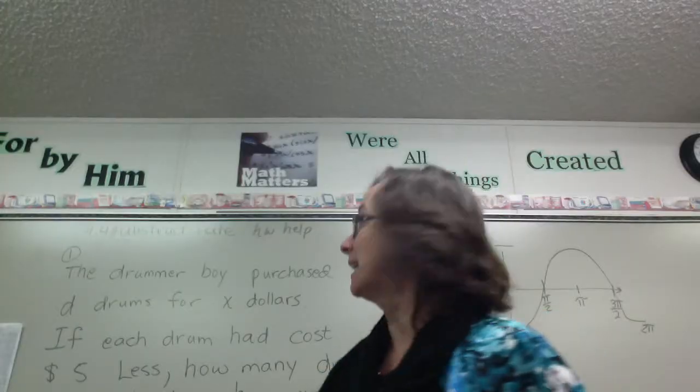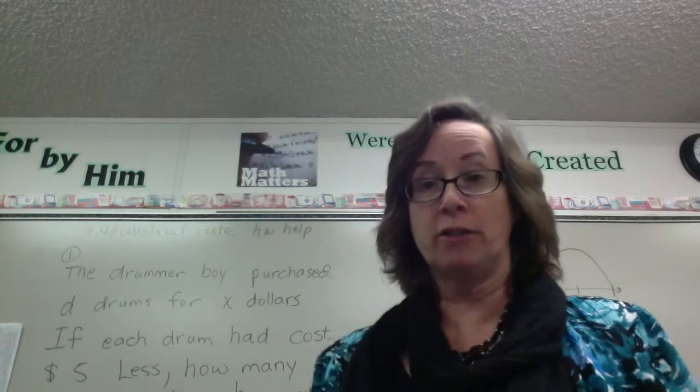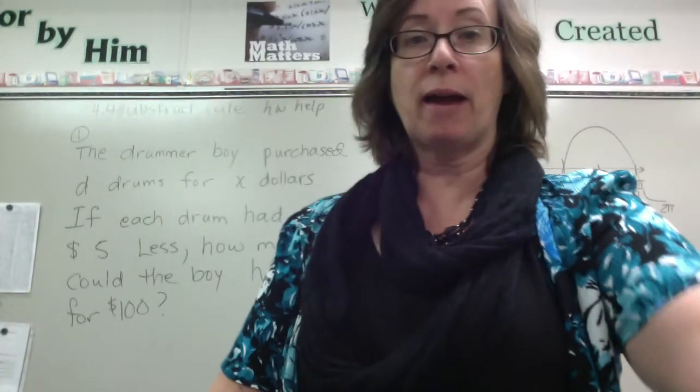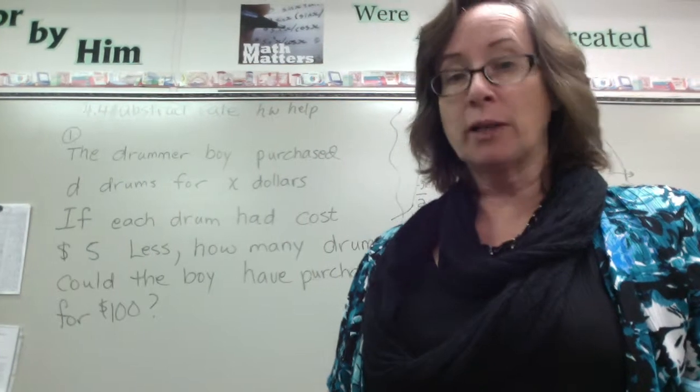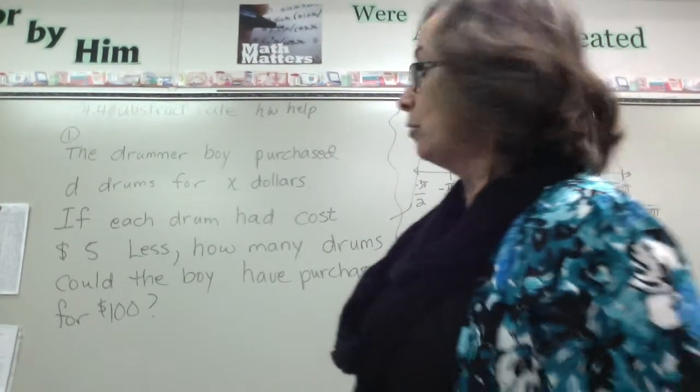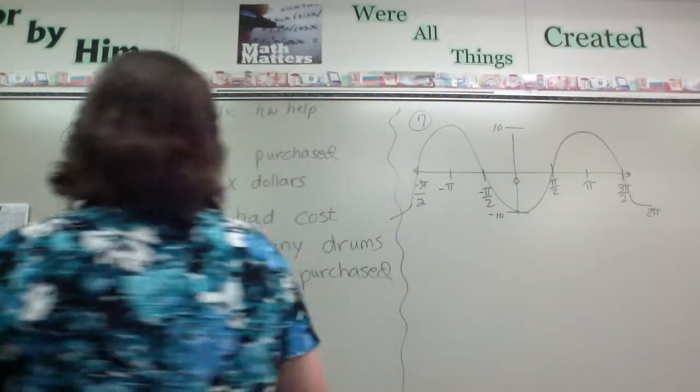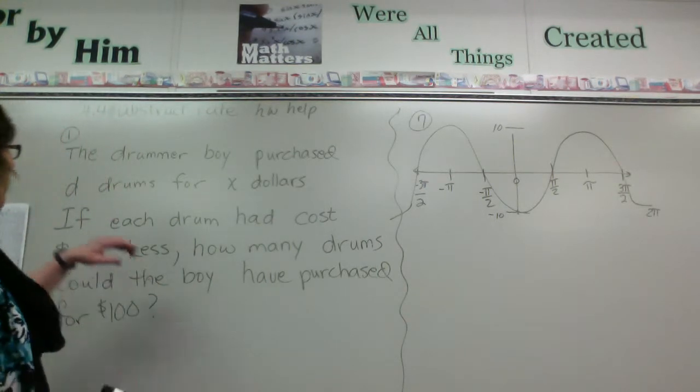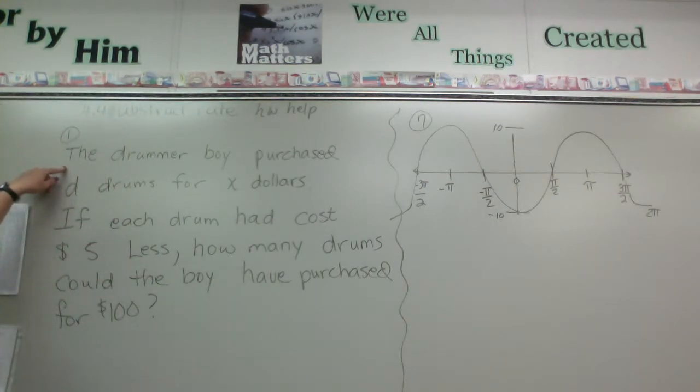Okay, this is the last lesson part that we're going to do for 4.4. Now we're doing abstract rate homework help. Okay, so I chose the drummer boy problem since it's Christmas time. The drummer boy purchased D drums for X dollars. If each drum had cost $5 less, how many drums could the boy have purchased for $100?